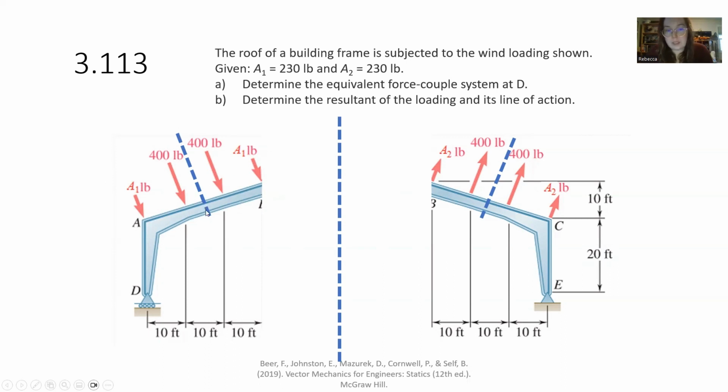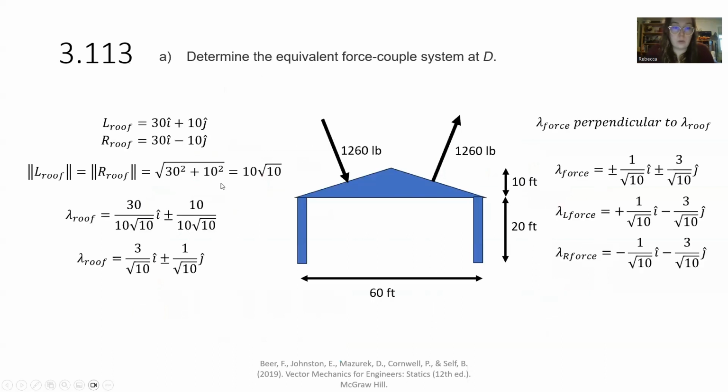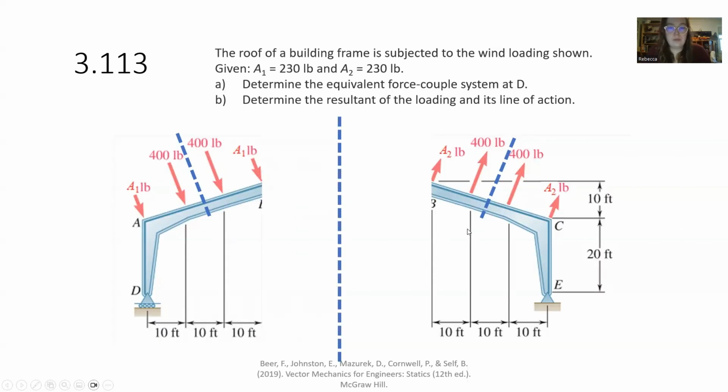But also, if it's in that center part, that's the point where our summation of moments is equal to 0, right? Any moment caused by this 400 is canceled by this 400. Any moment caused by this 230 is canceled by this 230. So we can add a force there without messing up the moments of our equation. So we add in a force, equal in magnitude to the sum of the forces.